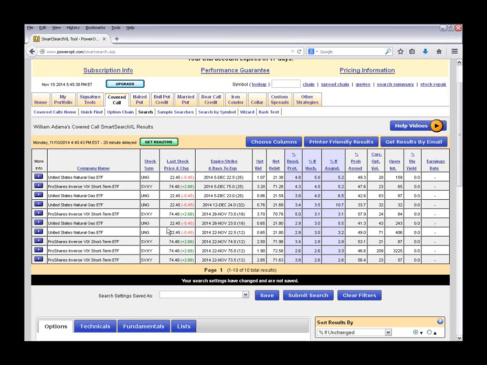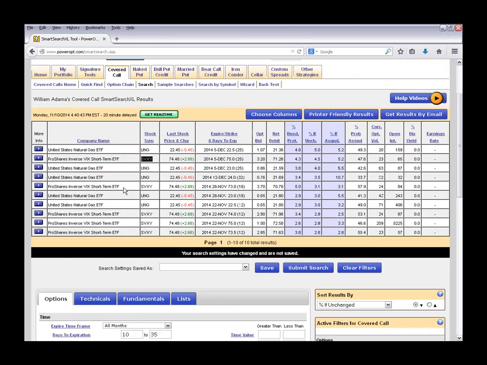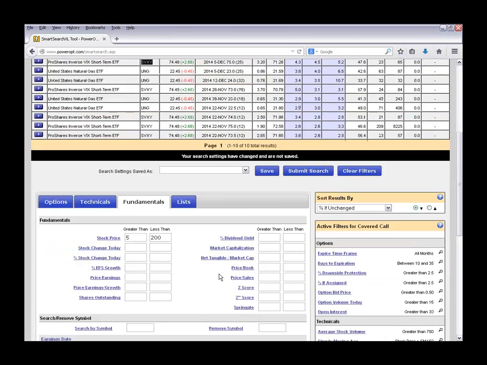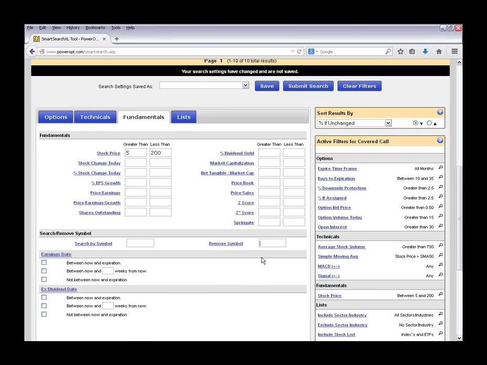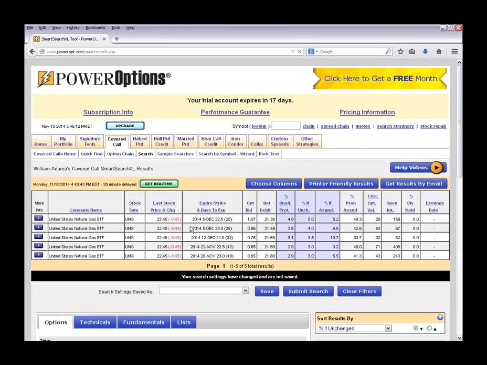Well, I probably wouldn't want to mess with that, so I could choose again to remove the inverse ETFs, or if I just don't want to see SVXY at all at this time, we can go back into fundamentals, and I can tell the system to remove SVXY. Let's submit that. Now we know we're just dominated by UNG.